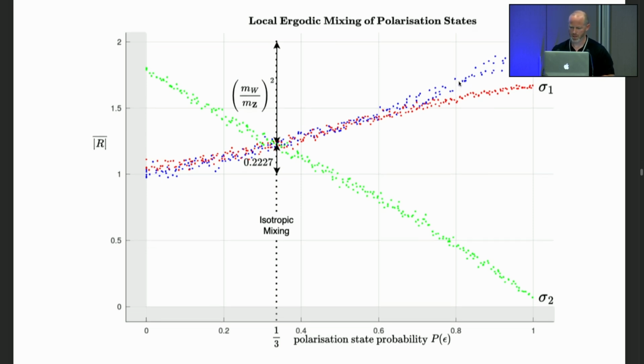So for example, up here, if I do sigma 3 of 0.8, this is setting sigma 1 and sigma 2 to 0.1 apiece, okay, for this dot. And you can imagine, so we do the whole space. What comes out, unsurprisingly though, is the weak mixing angle is here at an isotropic state to within the CODATA uncertainty. But you can see it's also a fairly big cross-section.